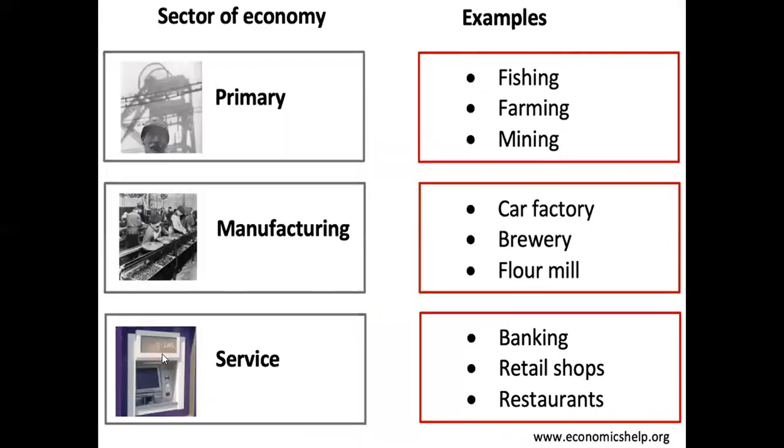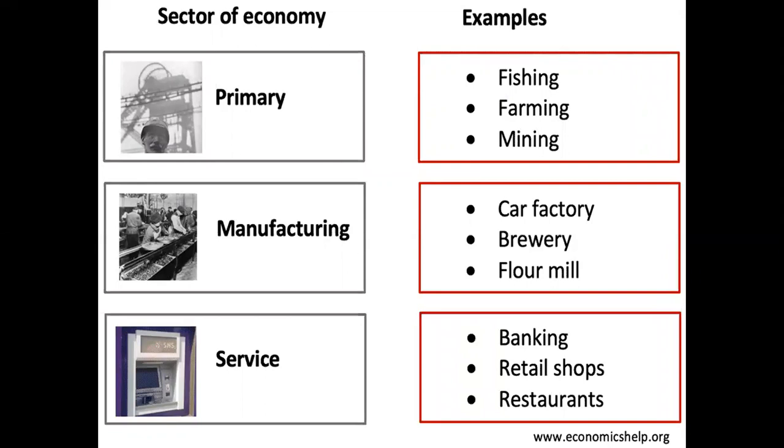Right. I've just given you some more examples regarding the three different sectors. You will see the first one, the primary sector. I've mentioned there fishing, farming, mining. The next one is manufacturing, that is your secondary sector: car factory, brewery, flour mill. You can think for yourself there, a car factory. All the things that you need, the steel, whatever you need for a car, that is your primary sector.